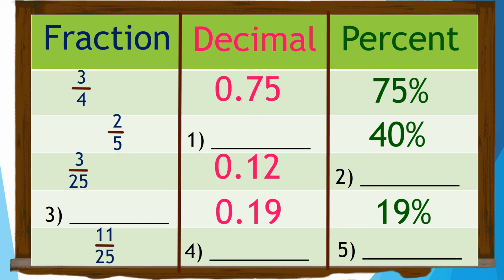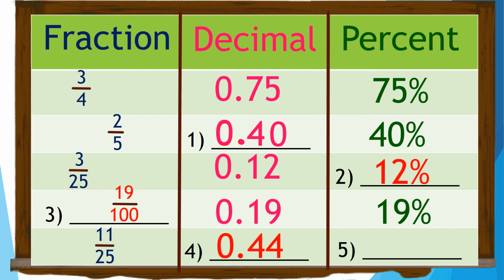Let's check if your answers are correct. For number 1, the answer is 0.4 or 0.40. They're the same. For number 2, it's 12%. Number 3, it's 19/100. Number 4, it's 0.44. And for last number 5, it's 44%.